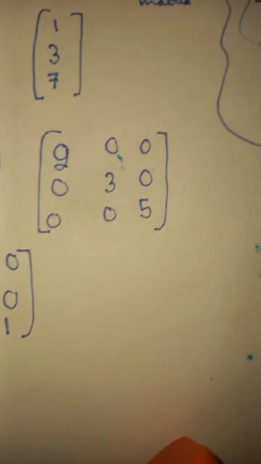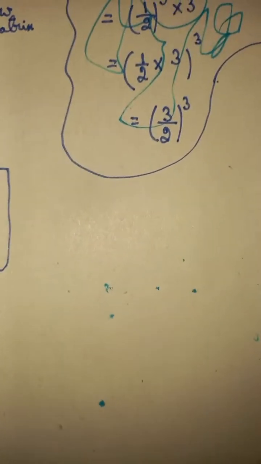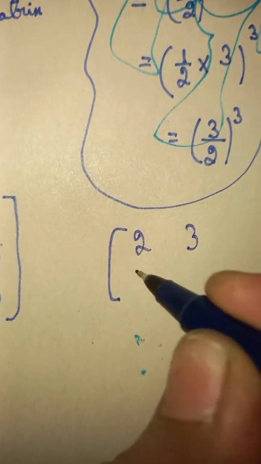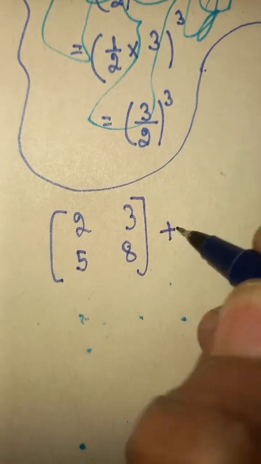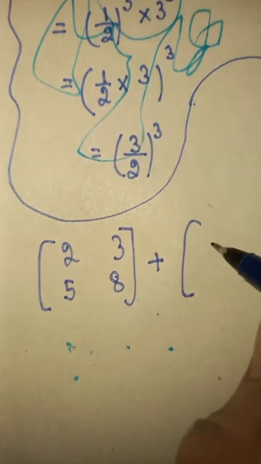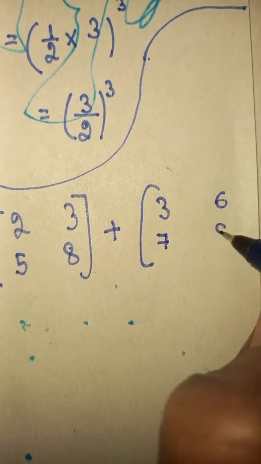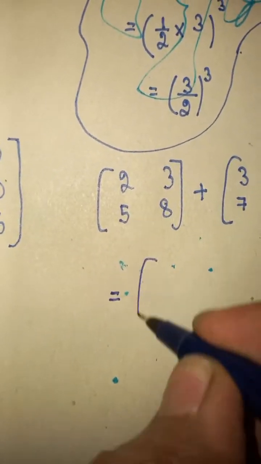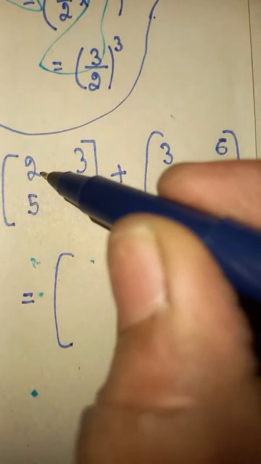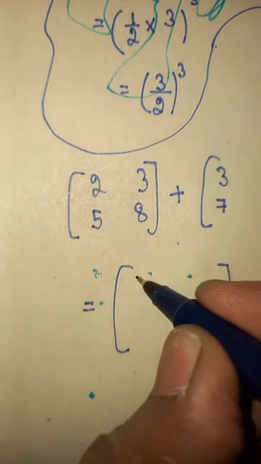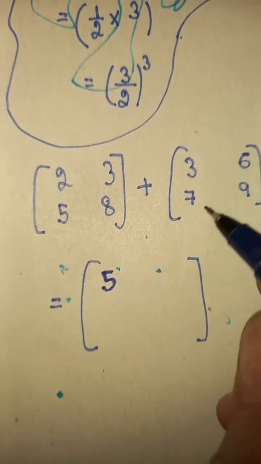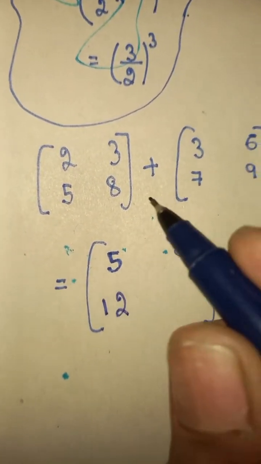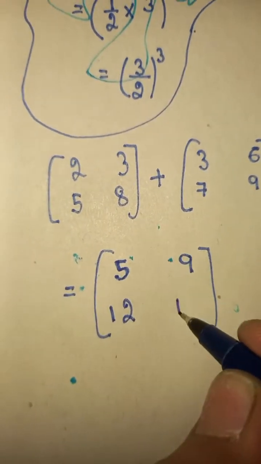They tell one more thing, that is how to add and subtract matrices. I tell how to add matrices. Here they give 2, 3, 5, 8, and in another matrix they give 3, 6, 7, 9. Here you need to add these two matrices. You must add the corresponding elements of the matrices. Add this one with this one: 2 plus 3 becomes 5, and 3 plus 6 becomes 9, and here 5 plus 7 becomes 12, and 8 plus 9 becomes 17.